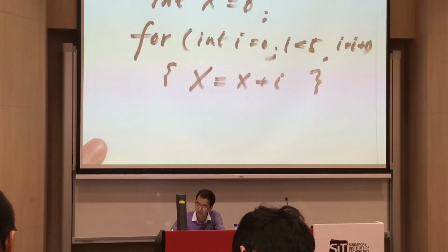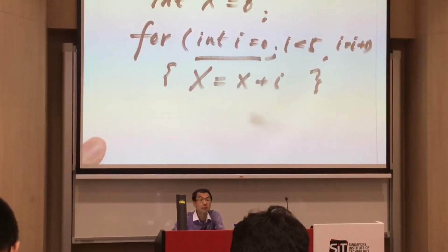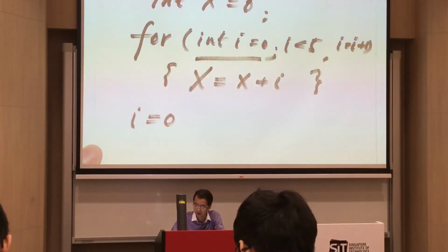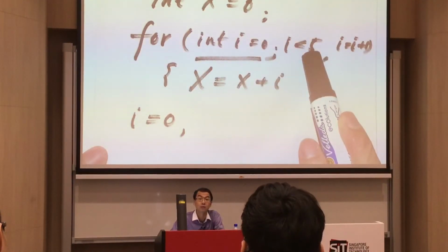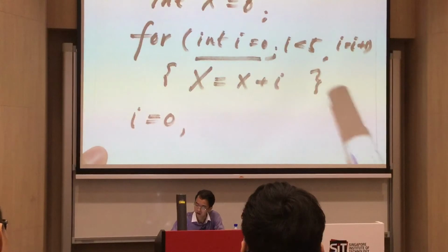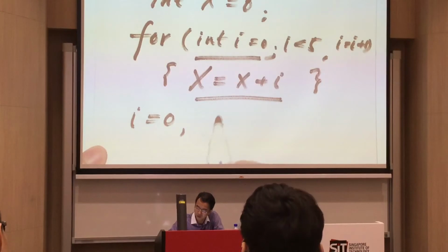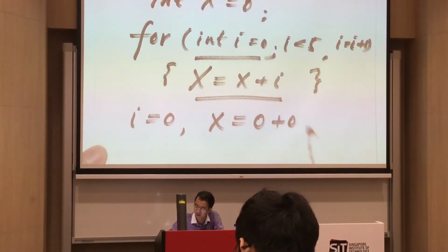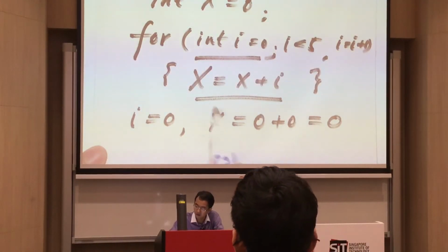So what does this program do? The first step, you look at your for loop. This is your initialization, so at the beginning, i equals 0. You check if i is less than 5. 0 is still less than 5, so you go into this loop and execute this. In the first step, x equals 0 plus 0, because x is still 0 and i is also 0. So x equals 0. This one is done.